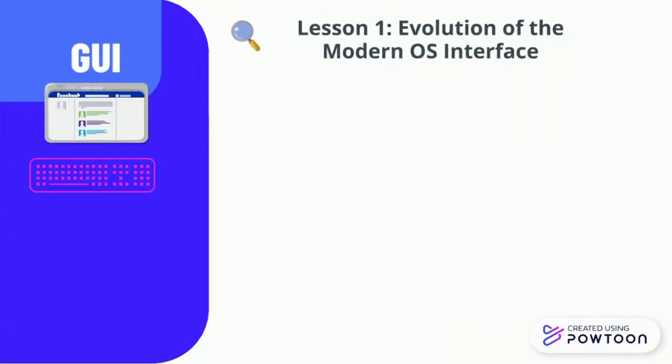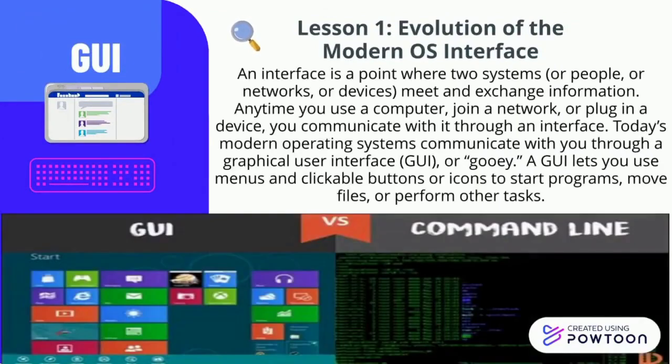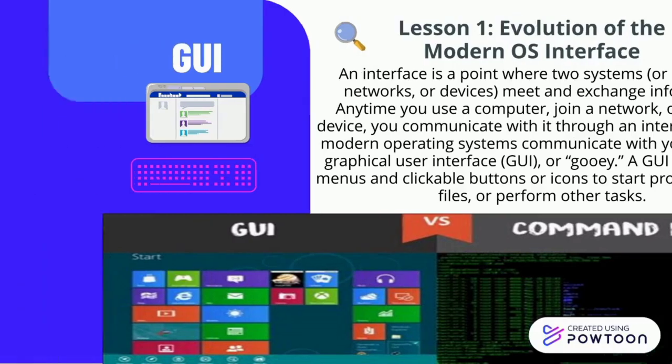Evolution of the modern OS interface. An interface is a point where two systems, or people, or networks, or devices, meet and exchange information. Anytime you use a computer, join a network, or plug in a device, you communicate with it through an interface. Today's modern operating systems communicate with you through a graphical user interface, GUI, or "gooey." A GUI lets you use menus and clickable buttons or icons to start programs, move files, or perform other tasks.